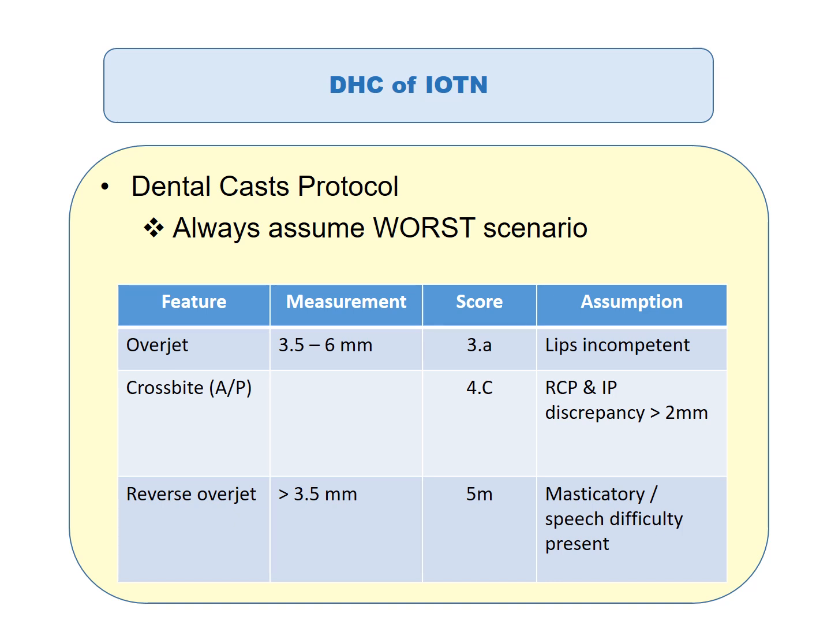Similarly, if the crossbite is present, we assume that the retruded contact position and the intercuspal position discrepancy is more than 2 millimeters, and we give it a score of 4C. Now a reverse overjet more than 3 millimeters is automatically given a score of 5M, assuming that there is masticatory or speech difficulty present.